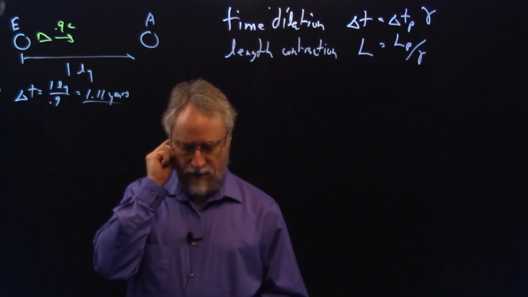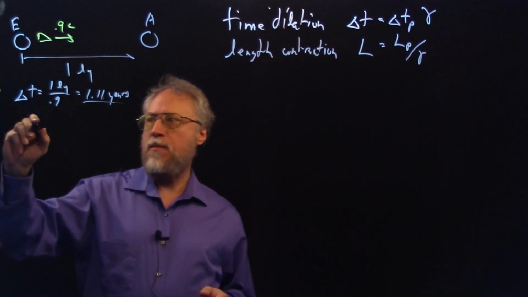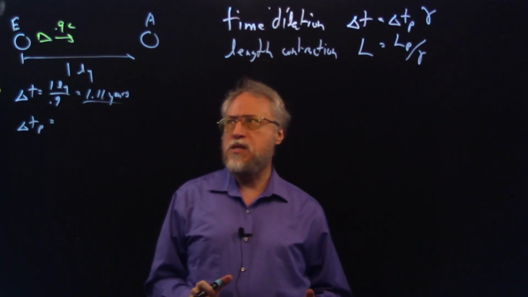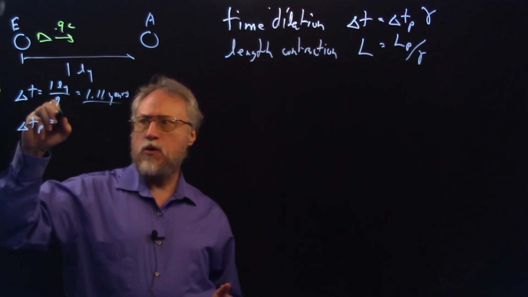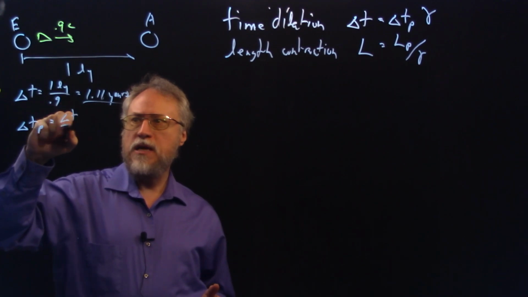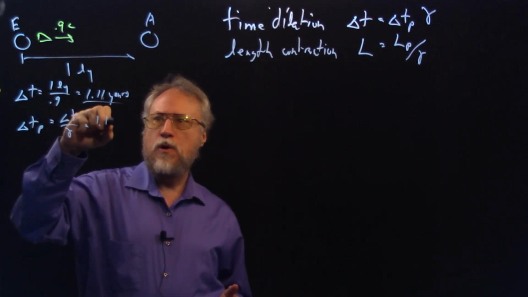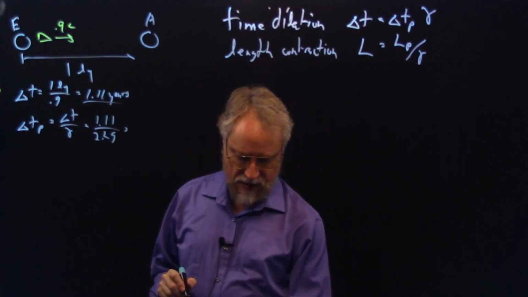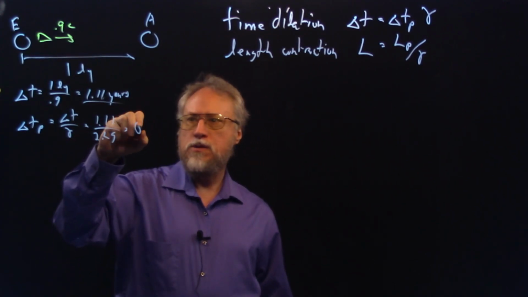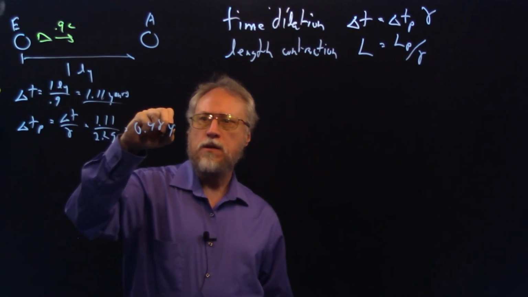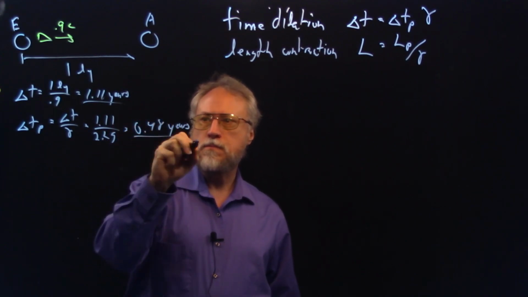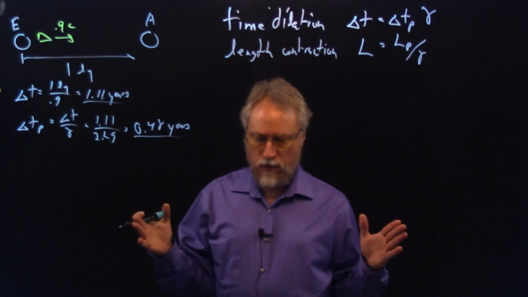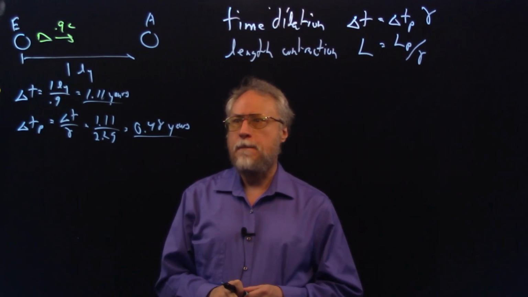But I have time dilation. So if I look at my delta tp, my proper time, what I see in that clock, it's going to be equal to delta t divided by gamma, or 1.11 divided by 2.29. And that gives me about 0.48 years. So while I'm traveling from Earth to the other planet, only 0.48 years have passed for me.